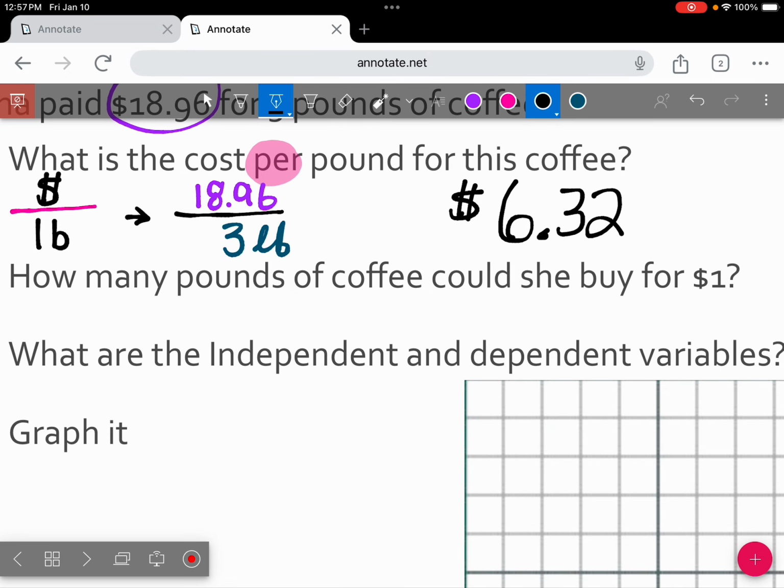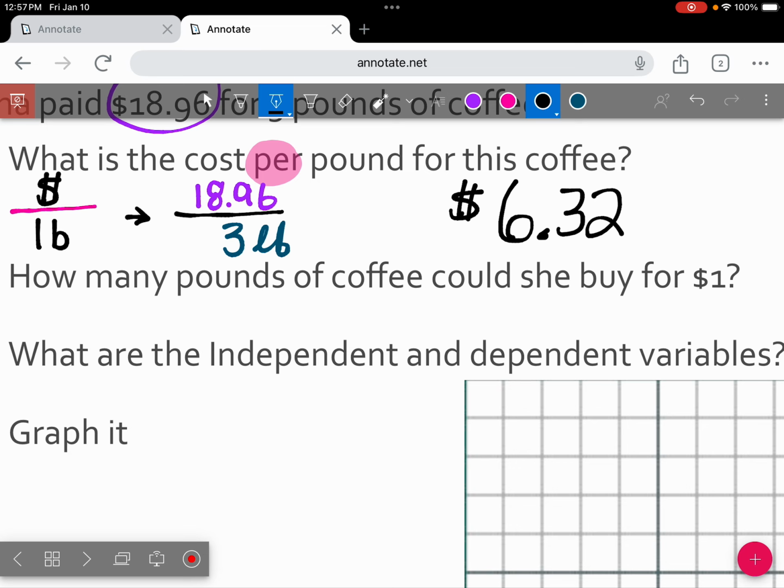All right. So our next question is a little bit different. How many pounds of coffee could she buy for $1? How much coffee could she buy for $1? How can we set that one up? As a ratio.